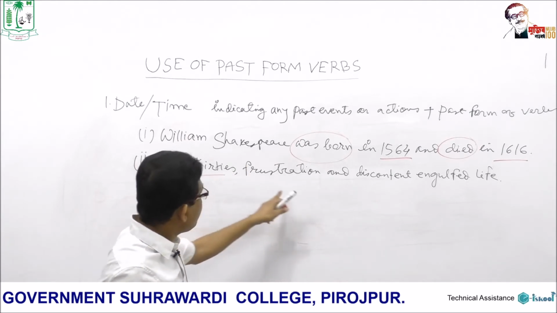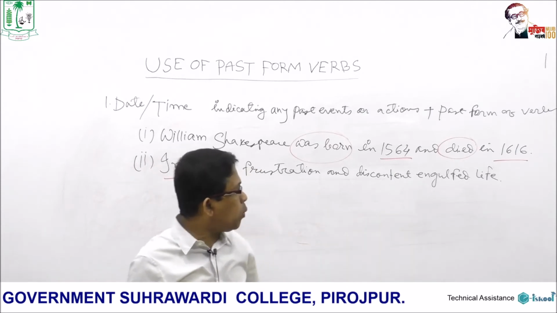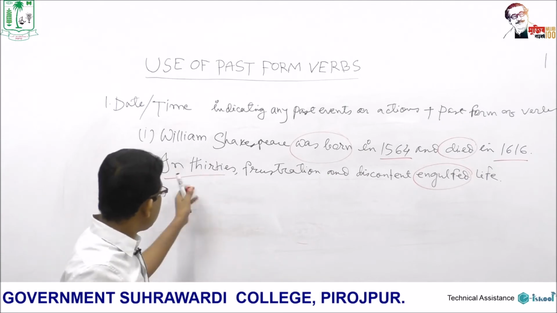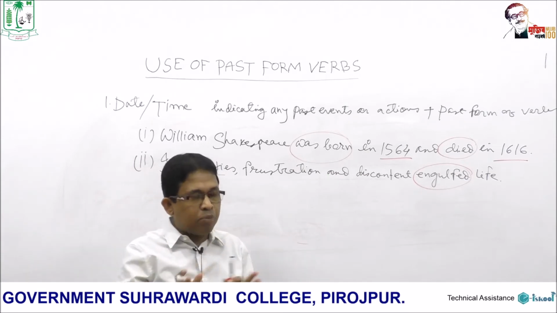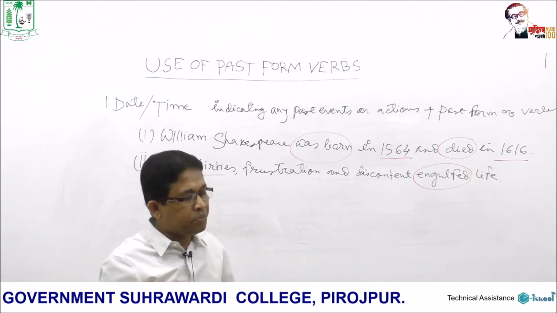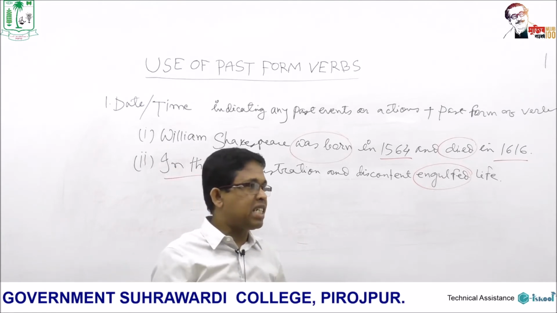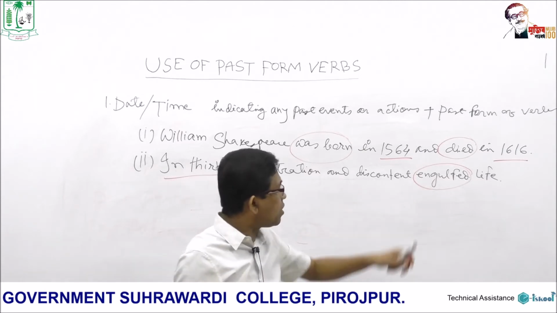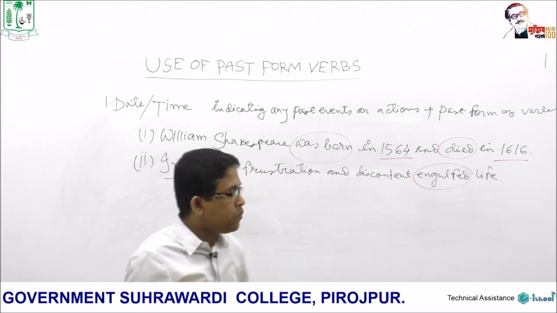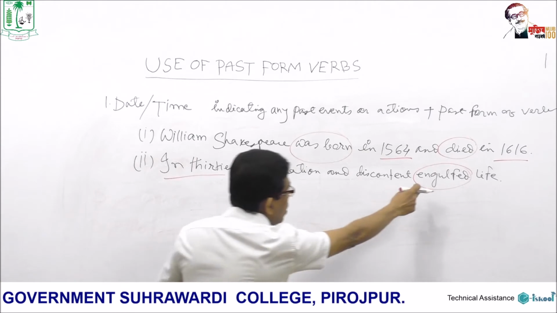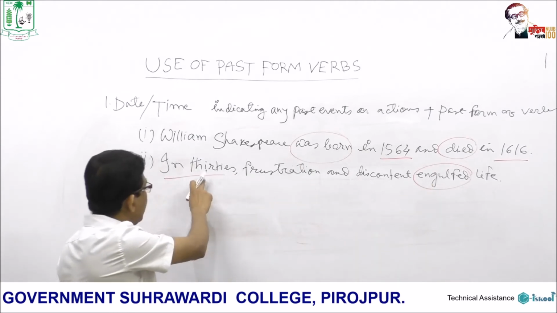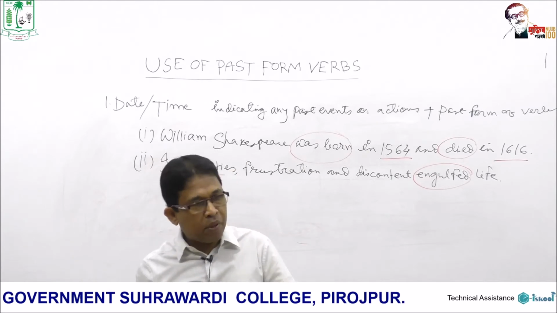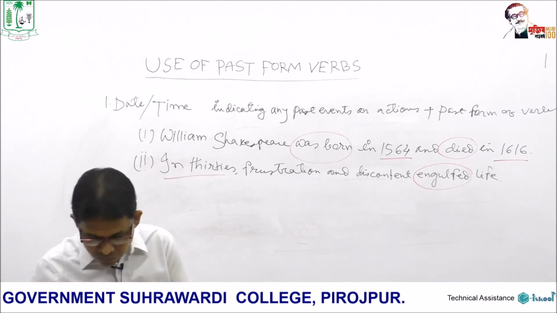So, in the 30s, frustration and discontent engulfed life. Here, engulfed means filled with. We mean in the 30s, that is between 1930 to 1939, frustration, that is hopelessness and dissatisfaction, filled life. So, here we have used the past form of verbs because this phrase, in the 30s, indicates something that happened in the past.